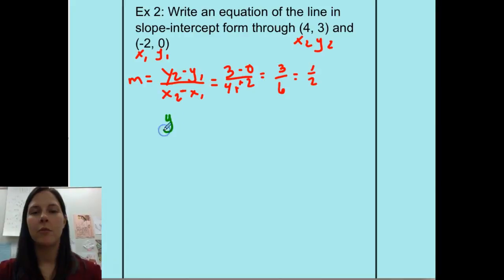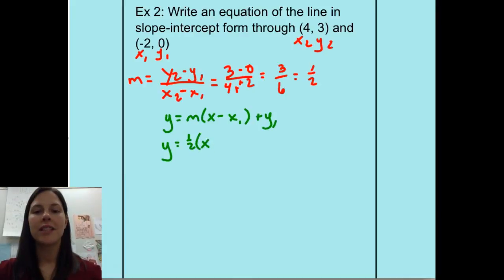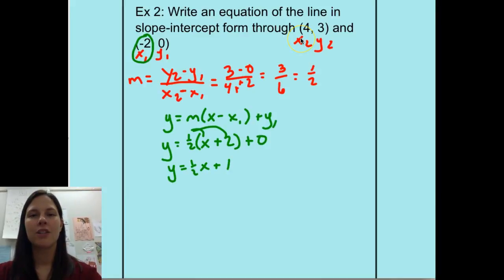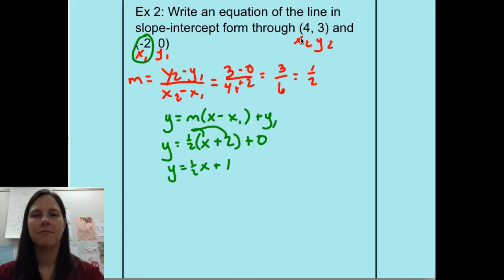Setting up our point slope form, y equals m, x minus x1 plus y1. Substituting in that slope of 1/2, leaving x and y as variables. Once again, my x1 is negative, so it's going into my equation and becoming positive. And my y1 is 0, so that will stay normal. Distributing my slope, we get y equals 1/2 x plus half of 2 is 1. And adding on that 0 doesn't change anything. So my equation is y equals 1/2 x plus 1.